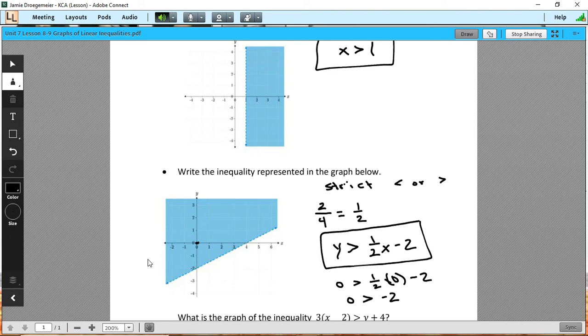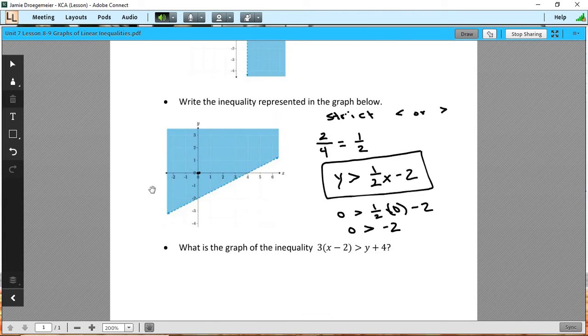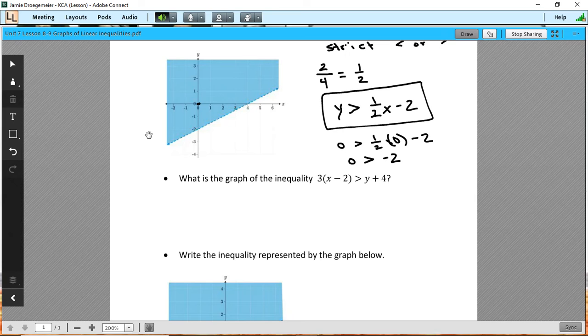All right, our next one here asks us to graph an inequality. So we have 3 times x minus 2 is greater than y plus 4. And so if I was going to graph this, I would first want to simplify it and get it into that slope-intercept form that we've been looking at, where we have the y value by itself. So I'm going to go ahead and distribute that 3 to each term. So 3 times x is 3x. 3 times negative 2 is negative 6, greater than y plus 4.